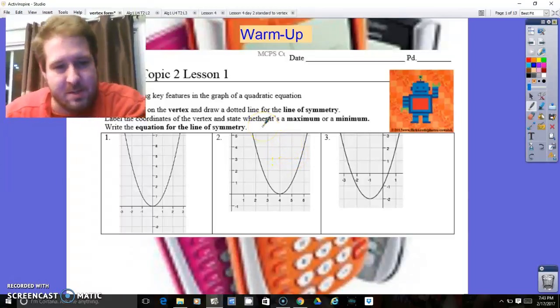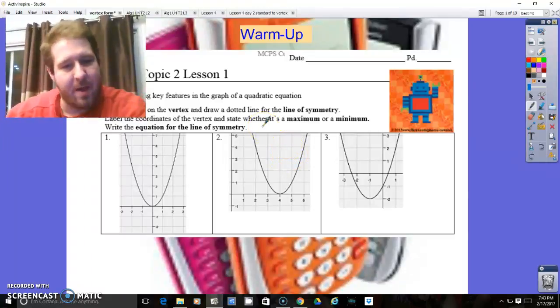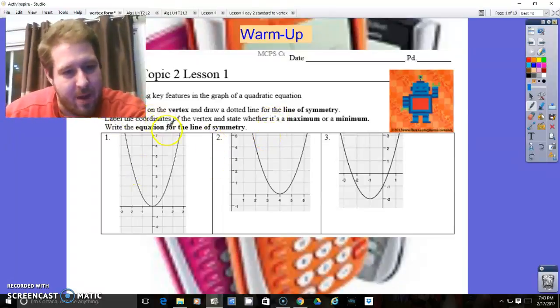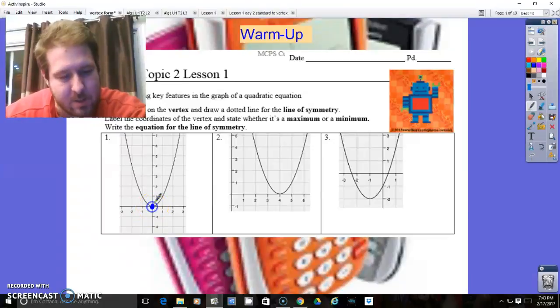This is Unit 4, Topic 2, Lesson number 1. And we're going to start off with finding key features of quadratic functions. And we're going to start by finding the vertex. The vertex is always the point of a parabola that is either the highest point or the lowest point.